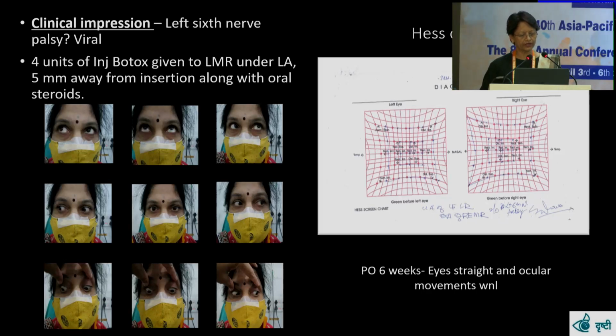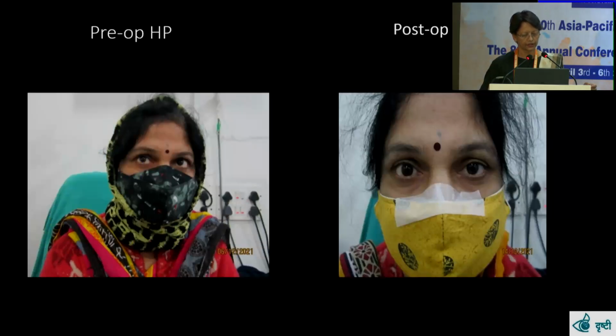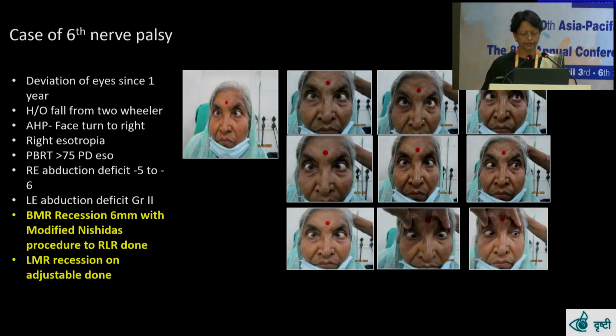So, we gave 4 units of Botox to the left medial rectus under local anesthesia. We gave it 5 millimeters away from the insertion of the muscle, along with oral steroids. Post-Botox, her deviation reduced, her head posture reduced, and diplopia also reduced, and she didn't have further recurrence. So this was a pre-op head posture, and this is the post-Botox head posture.